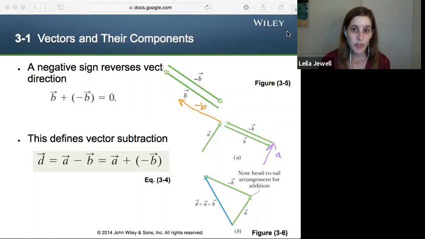Either way, the final resultant is going to go from the original start point, whichever one this is, to the final arrow finish. And in all three of these blue arrows, they're the exact same size and direction. They're the same vector.